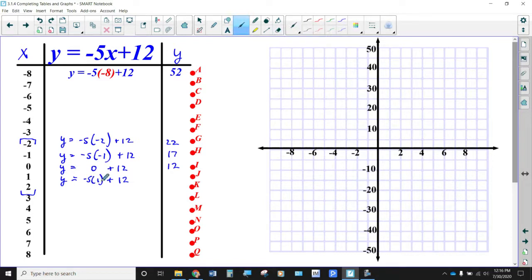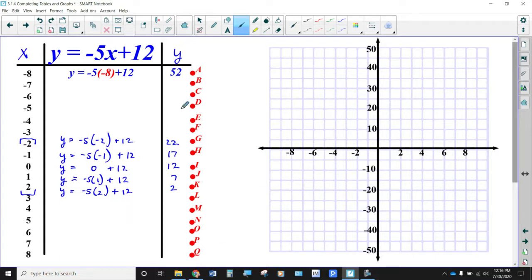-5 times 1 is -5, plus 12 should have been 7. And then y is equal to -5 times 2, which is -10, plus 12 is equal to 2. So there are a couple different ways that we can plot these points.